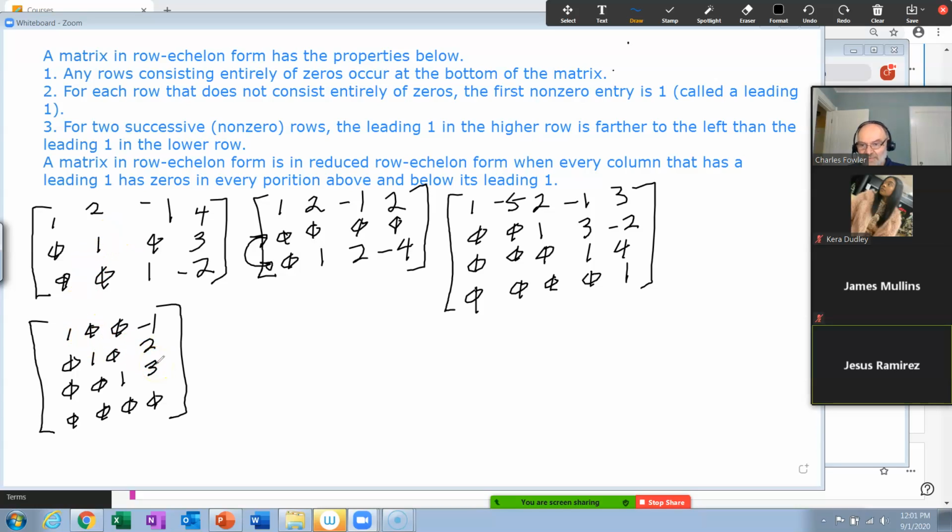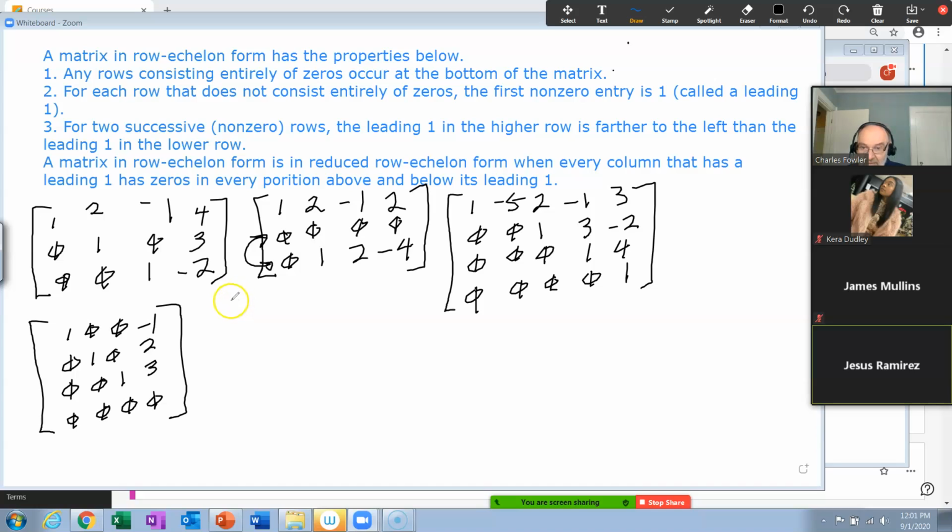So rows of all zeros at the bottom are okay for either. Rows of all zeros in the middle, not okay. Okay. It's all right to have, if you don't have a leading one, you can have non-zeros above it, obviously. So that one's both row echelon and reduced row echelon. E.